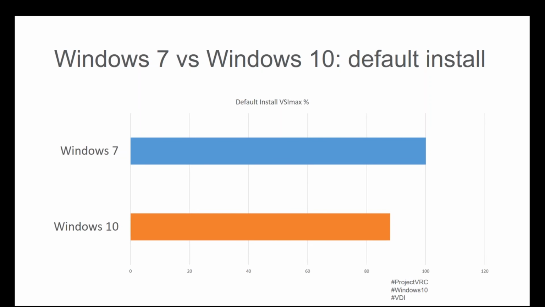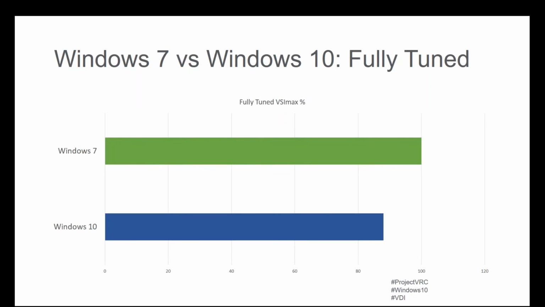Now, as I said, all this is defaulting, so what happens when you tune it? You can tune Windows 7 and you can tune Windows 10 for a virtual desktop environment, and you should be doing that. All the vendors have tuning applications which turn off services, etc., that you don't need. Now, you actually see the same result. So if you've got a heavily tuned Windows 7 environment, hopefully you're going to tune your Windows 10 environment as well. But again, you're going to see about that same 12.5 to 15% less density on Windows 10 than on Windows 7.